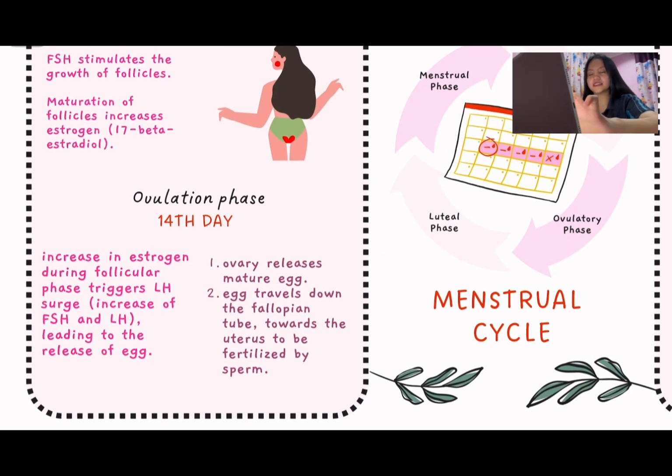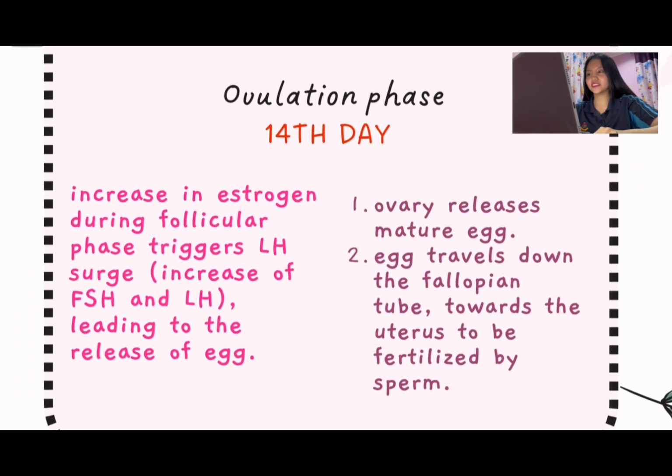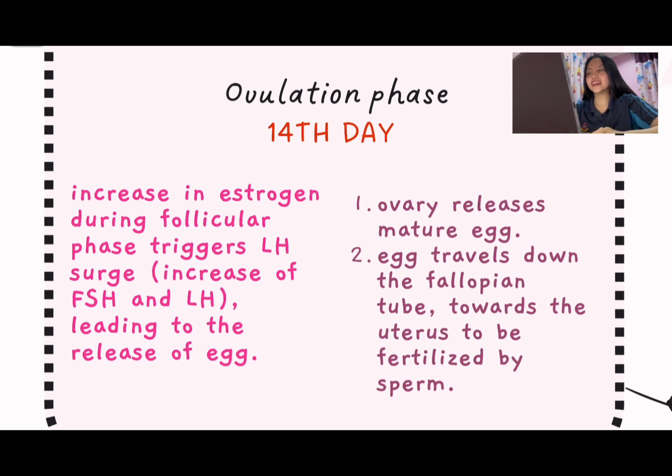So now, let's enter the ovulation phase. During the follicular phase, an increase in estrogen levels eventually will trigger a surge in luteinizing hormone. This surge, along with increased follicle-stimulating hormone, FSH, is very important for the release of the egg, which is ovulation. During this phase, the ovary releases a mature egg, and then the egg will travel along the fallopian tube towards the uterus to be fertilized by sperm.